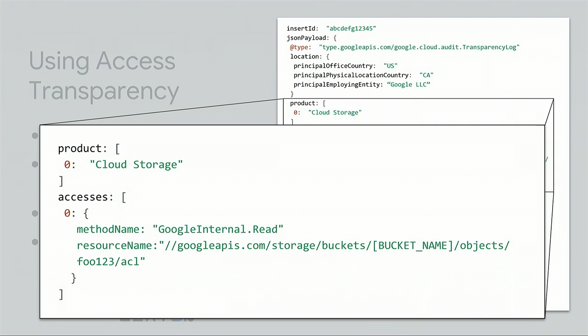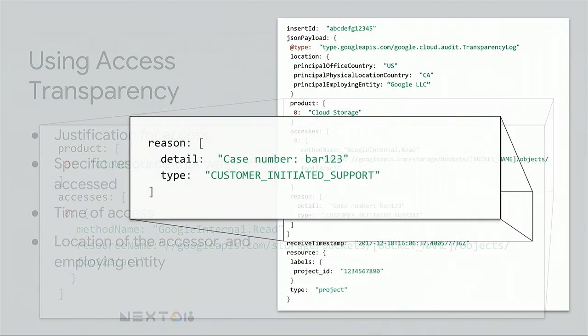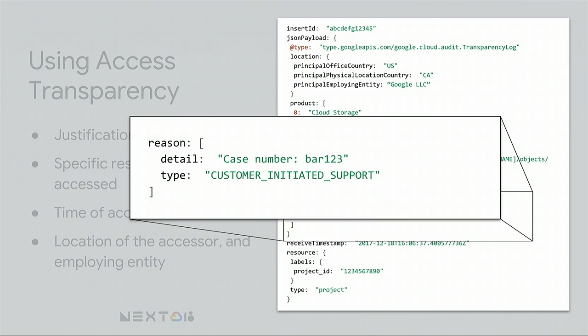We obviously have tooling that stops support from reading what's in the bucket, but even if they read something as small as a label on a VM, or the name of a VM, or the access control list on a bucket, you will get a log of all of that stuff. And then finally, the reason why that happened. So you can see here that you opened up a support ticket, case number bar123. You can go ahead and grab that support ticket, read everything that happened in it, and think, yep, this is kind of what I would expect.